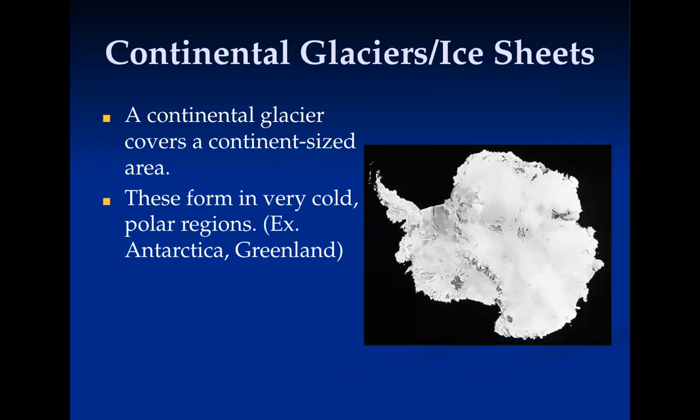Continental glaciers, also known like an ice sheet. A continental glacier covers a continent-sized area. So examples of this would be Antarctica and Greenland. So a lot of people confuse Greenland and Iceland because you hear the word Iceland, and what do you think? Ice, right? Okay, and that is actually not the case. Greenland, which you would think is the complete opposite, is an example of this. So they form in very cold polar regions. So Antarctica and Greenland are great, great examples.